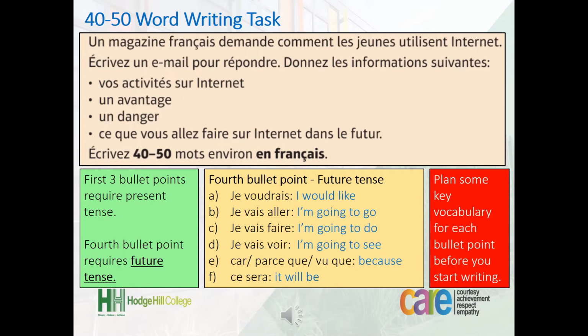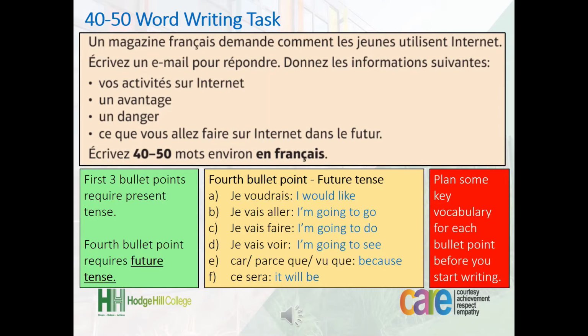It's imperative that you read the task that it's asking you to write about. So for example, in this one it says, a French magazine is asking how young people use the internet, and you need to write an email to respond, and then talk about the 4 bullet points. The 4th bullet point will always require the future tense. On this slide, you can see in the peach box, I've put some phrases in the future tense, apart from E, which is because, in order to enable you to write in the future tense.